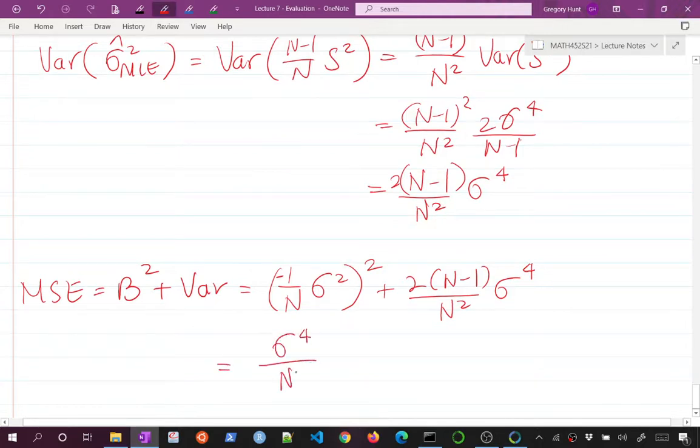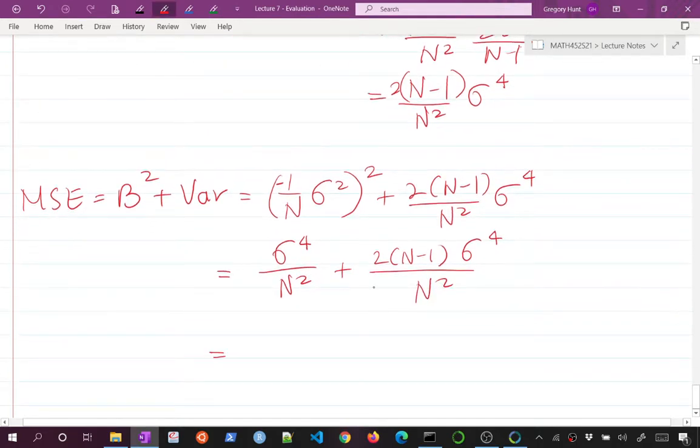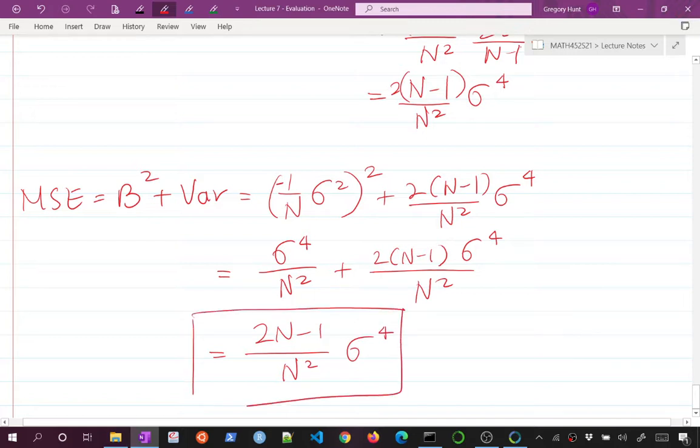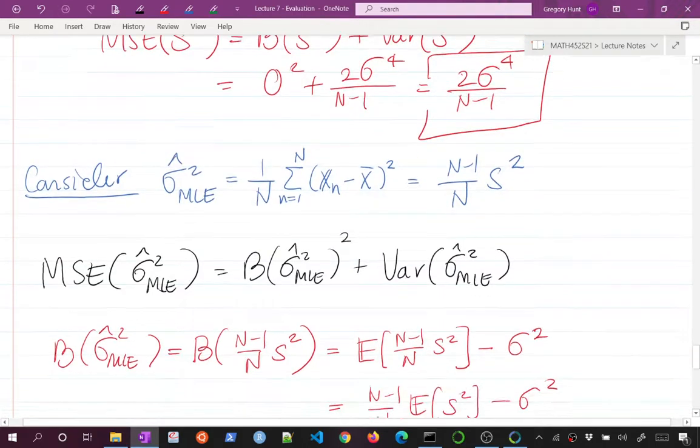This is sigma to the 4th over n squared plus 2 times n minus 1 sigma to the 4th over n squared. And so what do we get in total? We get 2n minus 2 plus 1, 2n minus 1, losing the parens, over n squared, sigma to the 4th. So that's the MSE for our MLE, sigma hat.